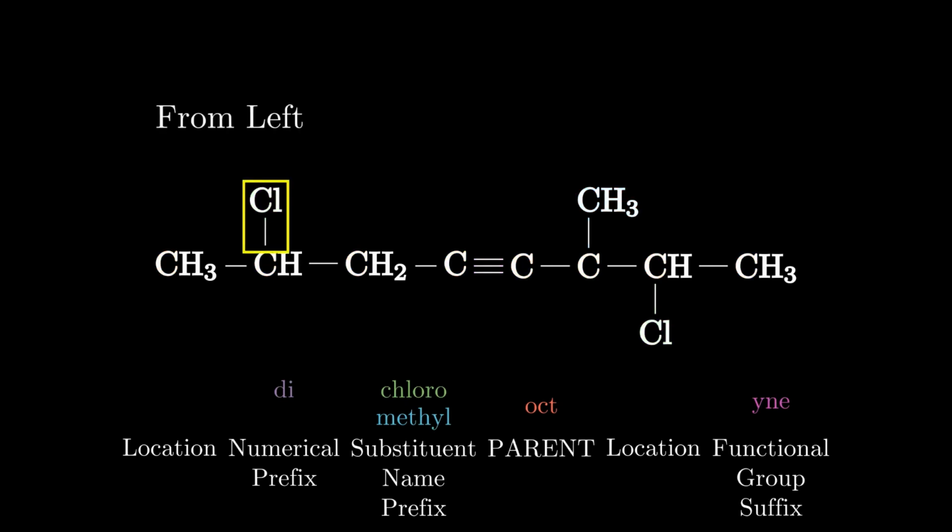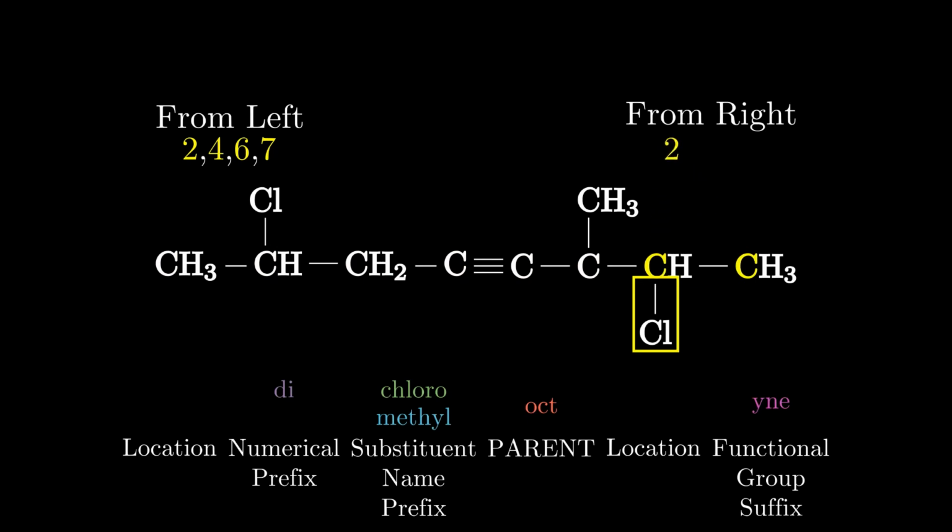Finding the locations of these substituents from the left, we get a 2, a 4, a 6, and unfortunately, a number we do not appreciate, a 7. When we switch sides and go from the right, however, we get the numbers 2, 3, 4, and 7. Now this we do appreciate since we get our smallest possible number when we go from the right, so we pick this set.